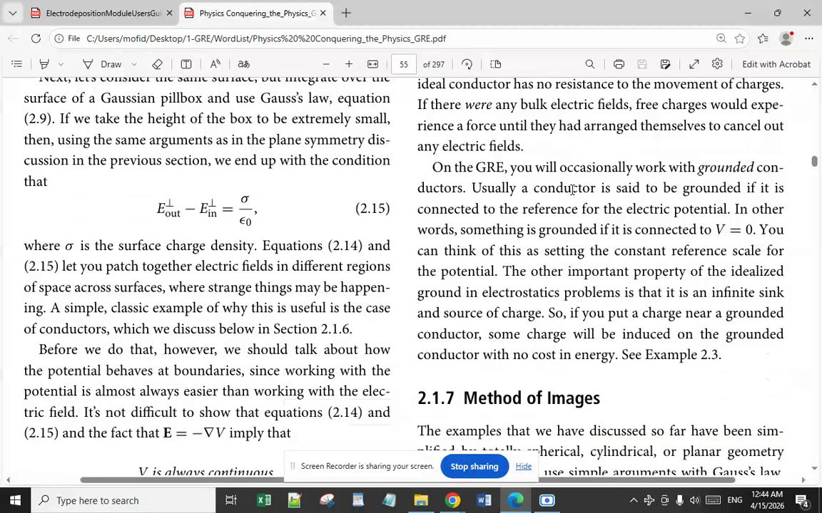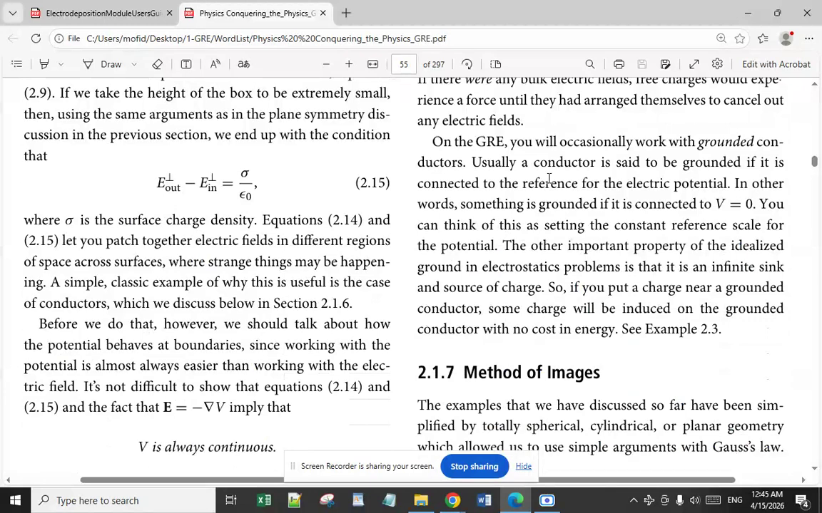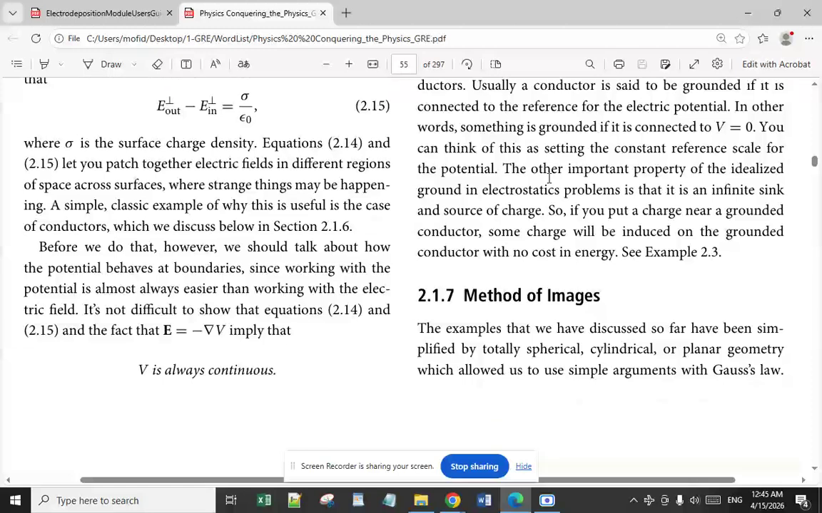On the GRE, you will occasionally work with grounded conductors. Usually, a conductor is said to be grounded if it is connected to the reference for the electric potential. In other words, something is grounded if it is connected to voltage equal to zero. You can think of this as setting the constant reference scale for the potential. The other important property of the idealized ground in electrostatics problems is that it is an infinite sink and source of charge. So if you put a charge near a grounded conductor, some charge will be induced on the grounded conductor with no cost in energy. See Example 2.3.